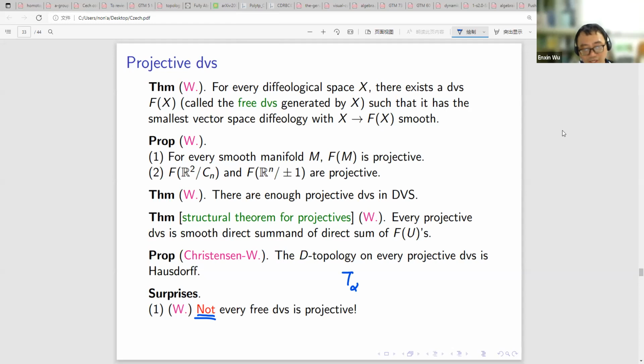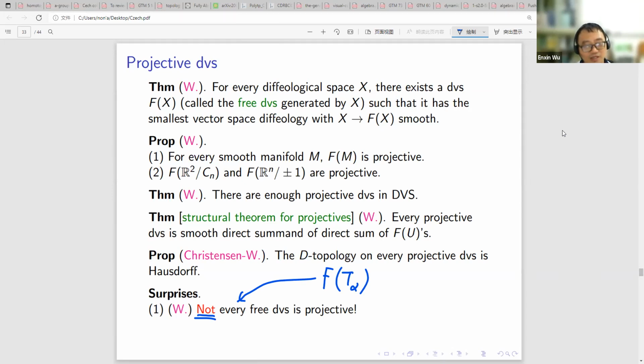In other words, it just means the open sets are the empty set and the T alpha itself. So it's not Hausdorff. But you can still take the free diffeological vector space generated by this T alpha. So the D topology could not be Hausdorff. It's not projective, sorry. It's free, but not projective. So it satisfies this one.